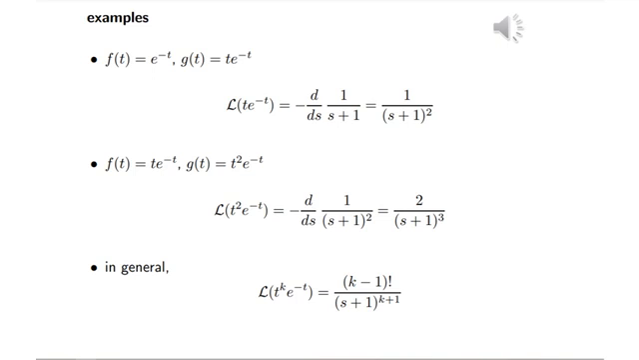Similarly, in general, if we want the Laplace transform of t raised to the power k times e raised to power minus t, then it will be k factorial divided by s plus 1 raised to k plus 1, where k is the highest power of t. In general, each time t is multiplied with the function, the function in the s domain will get differentiated with a negative sign with respect to s.